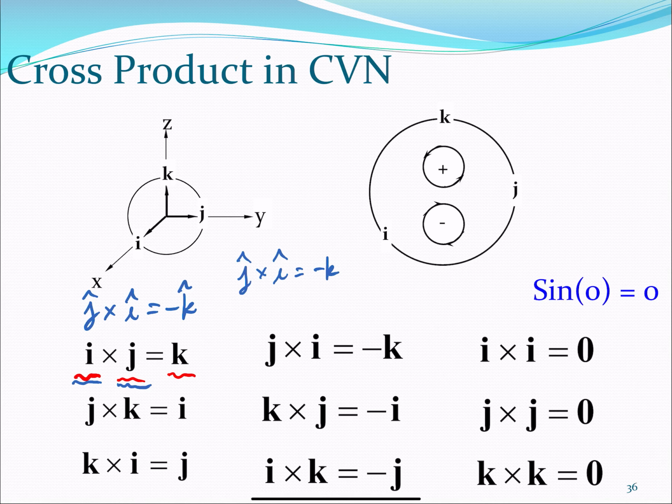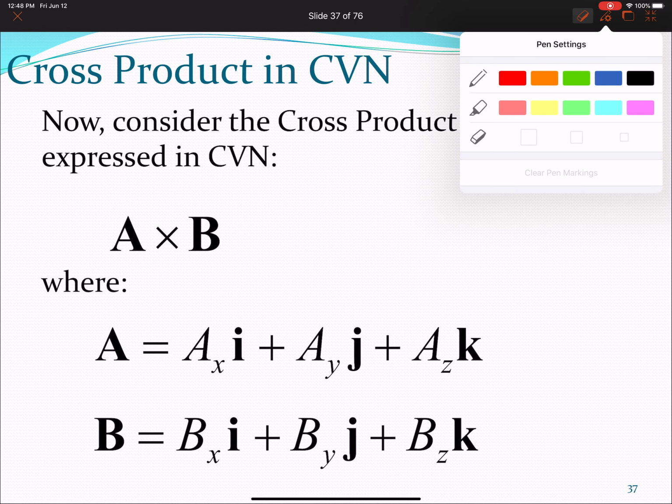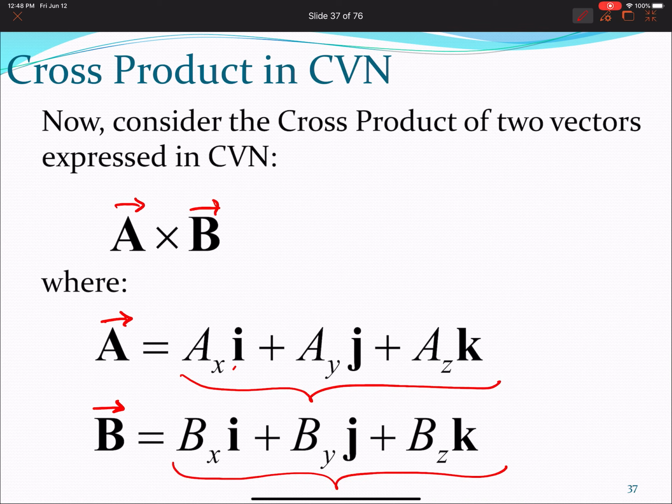So in the general case, you're going to have your vectors A and B, given in Cartesian format, such as this one. And then you may be interested in calculating the cross product. So let's actually do it.